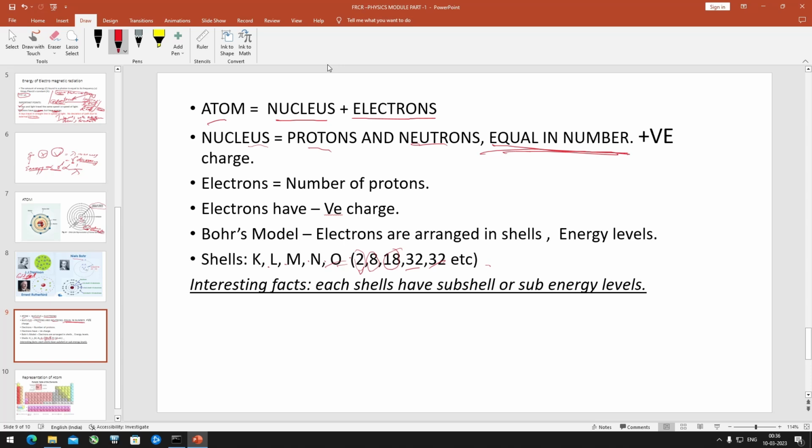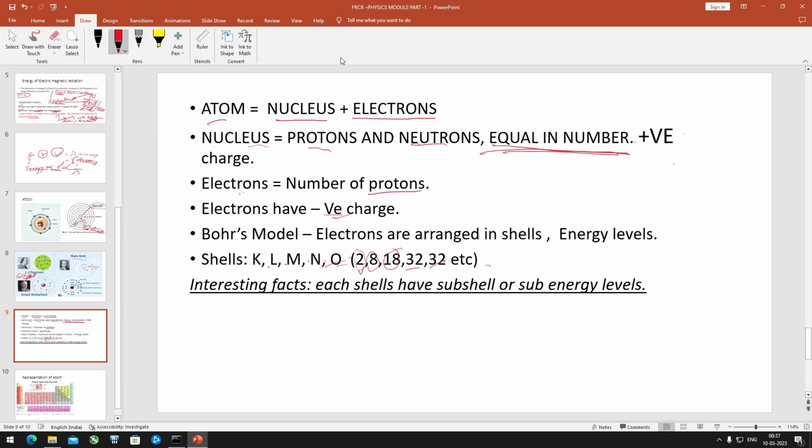The nucleus has a positive charge, which is negated by the negatively charged electrons, and the number of electrons will be equal to the number of protons in a stable non-ionized atom. We will come to that in a bit. What is a non-ionized and ionized atom?